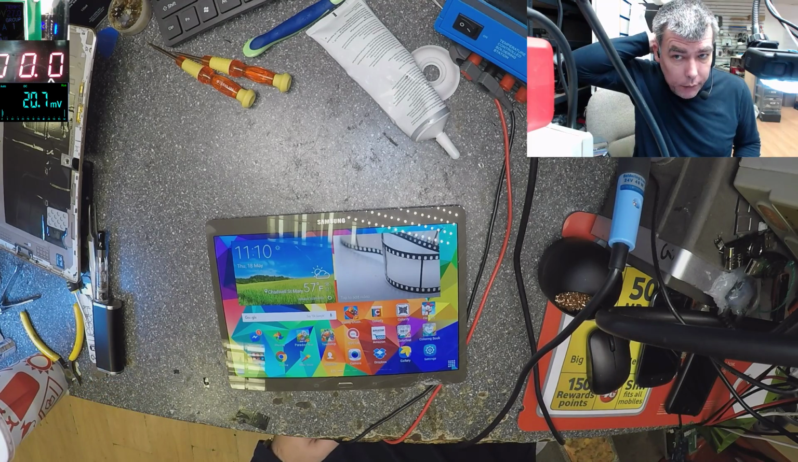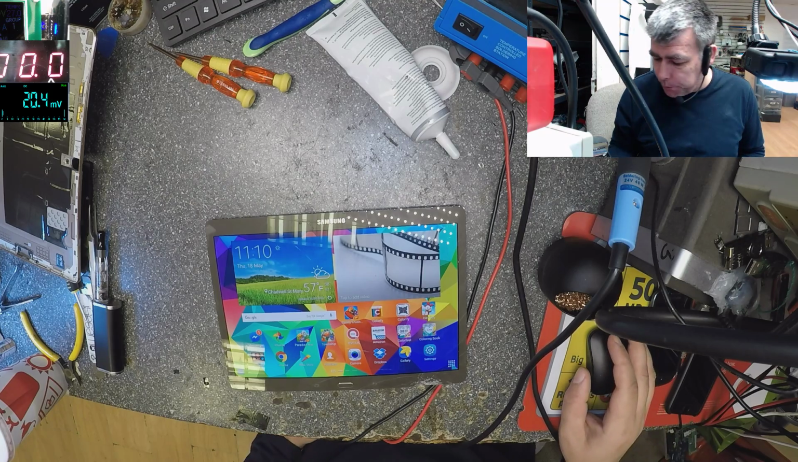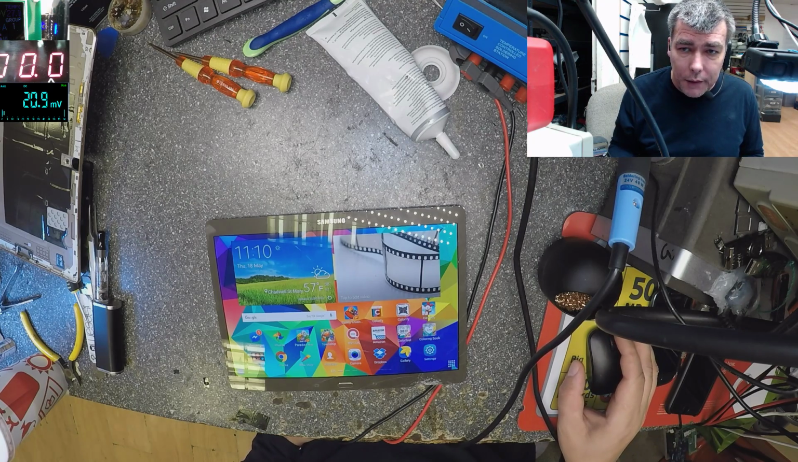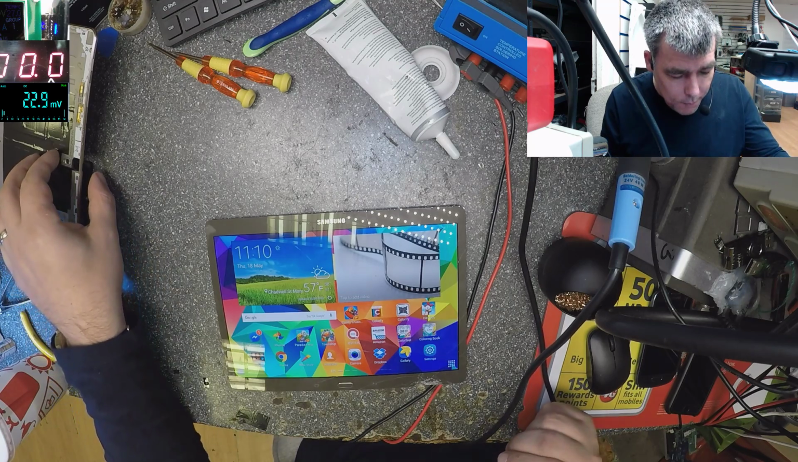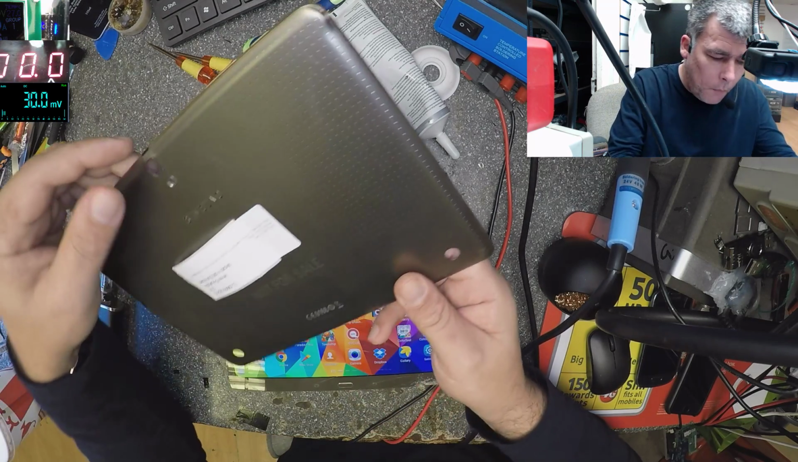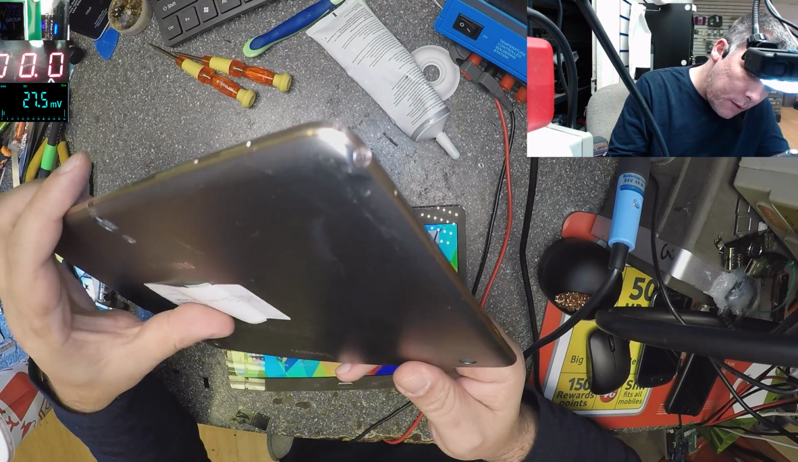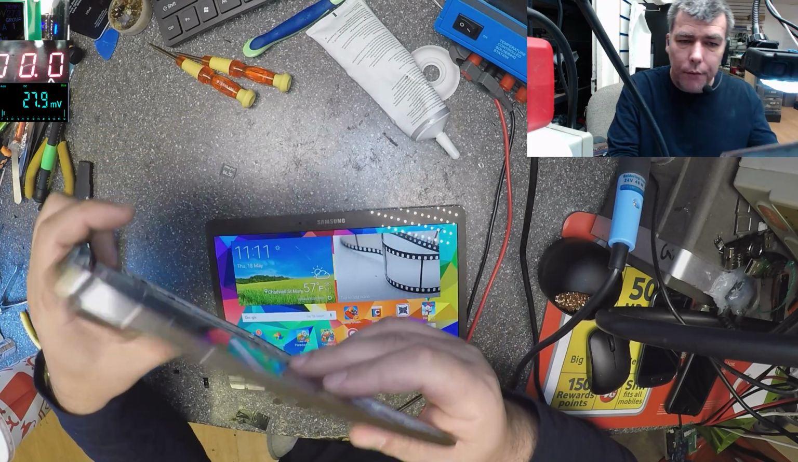It's another beautiful day, I think around 20 degrees outside. It's a nice day. And today we have a Samsung tablet. This is a Samsung Tab S. It's T800.